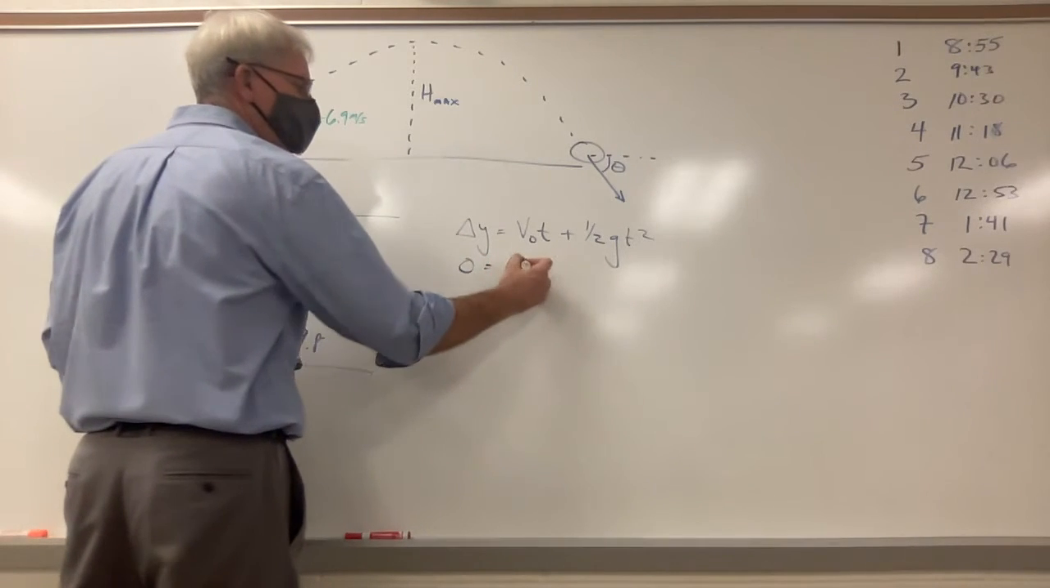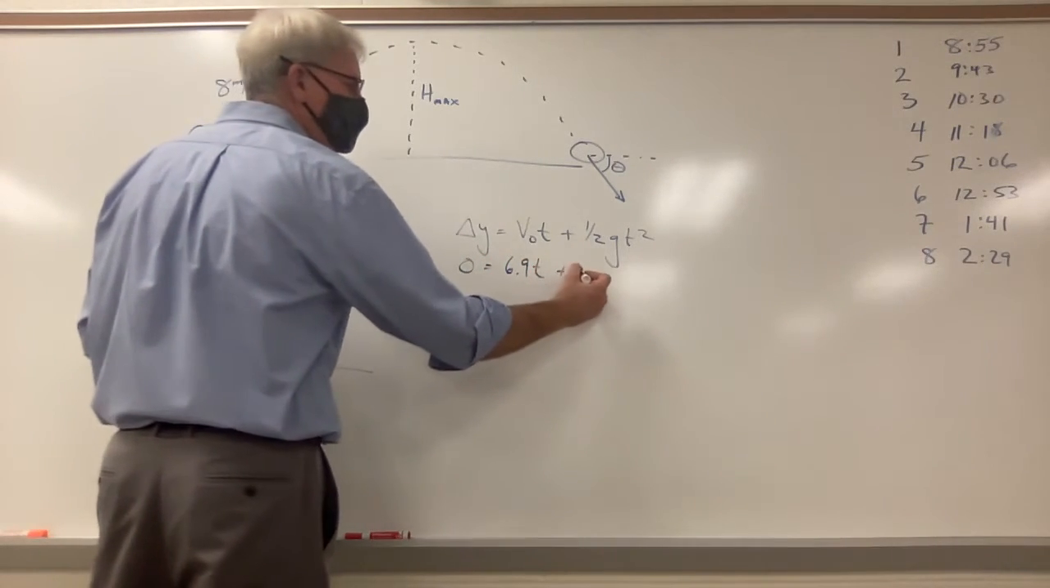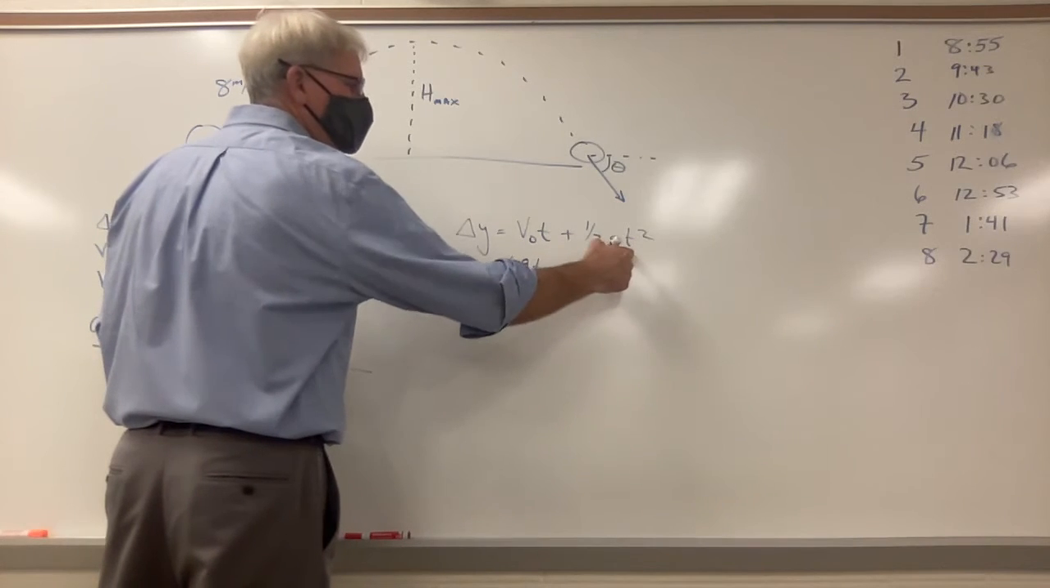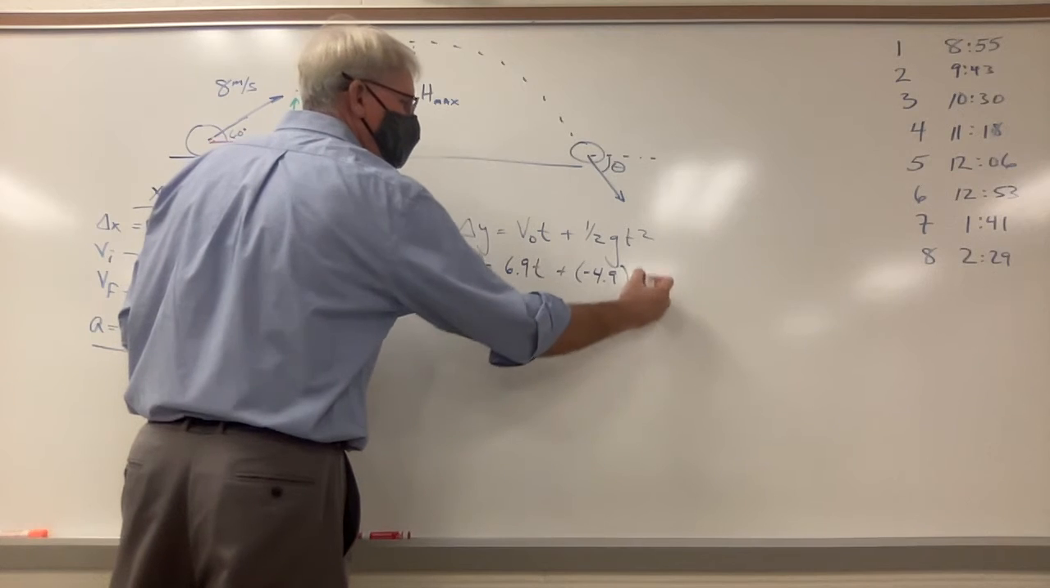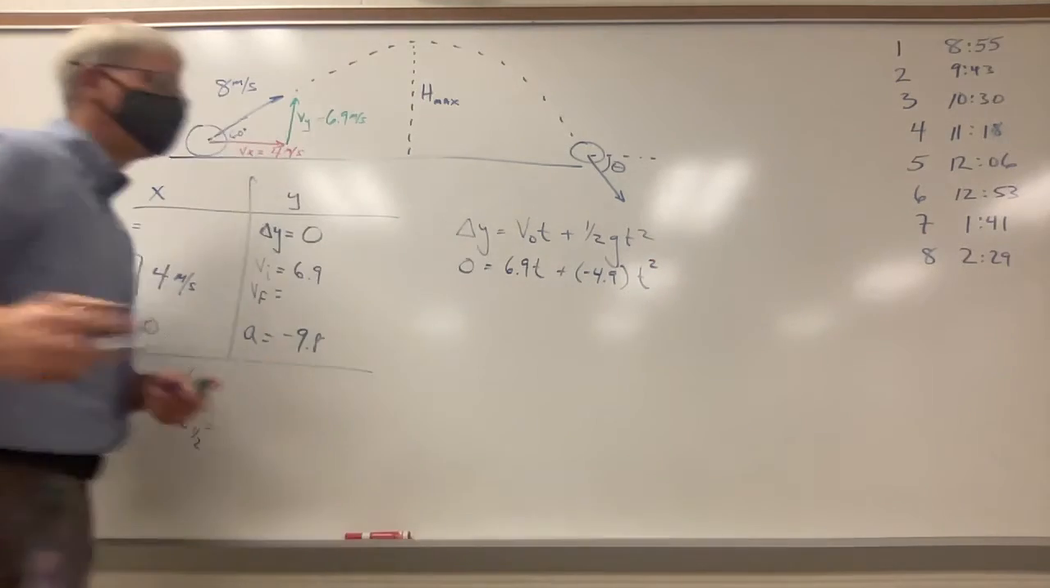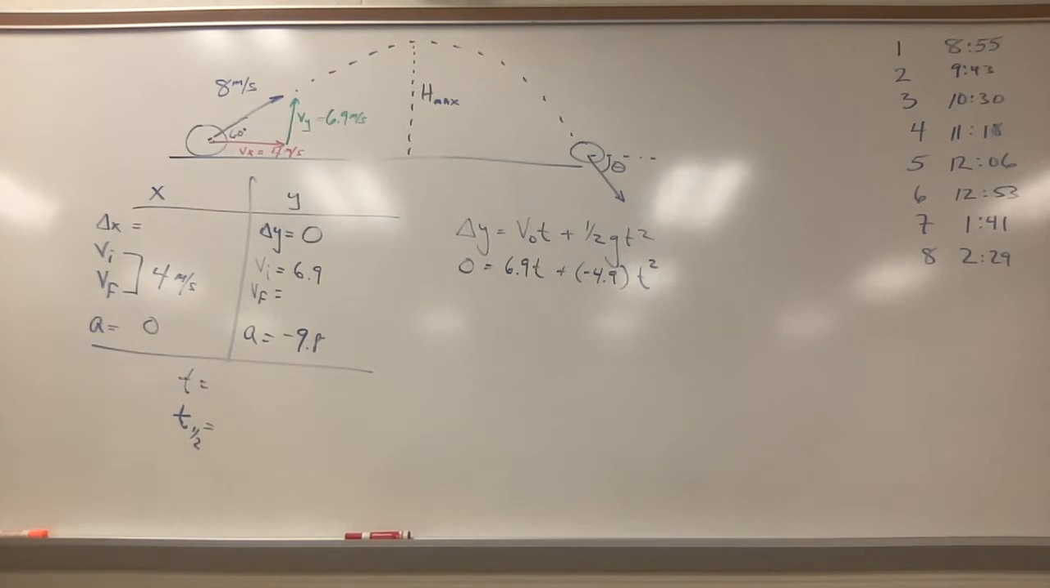0 equals 6.9 t plus 1/2 times negative 9.8 t squared, which is negative 4.9 t squared. The problem is that this one gets ugly. How do you solve that? Oh, you gotta use the quadratic formula. Okay, so now two things.